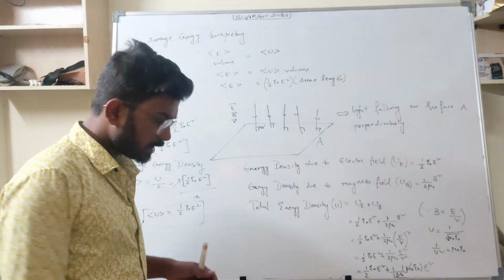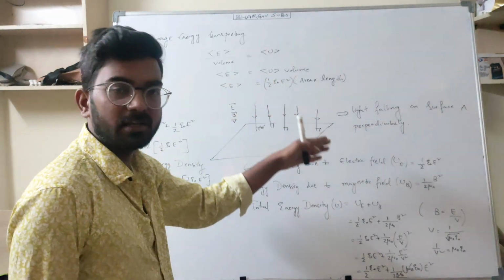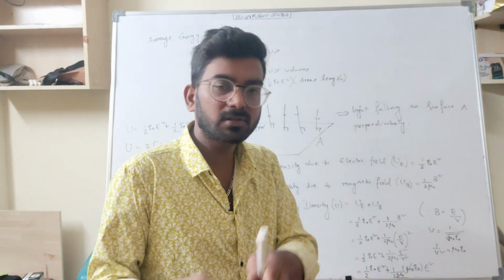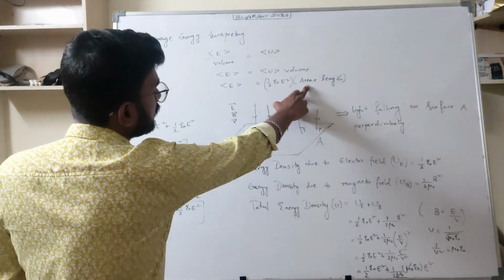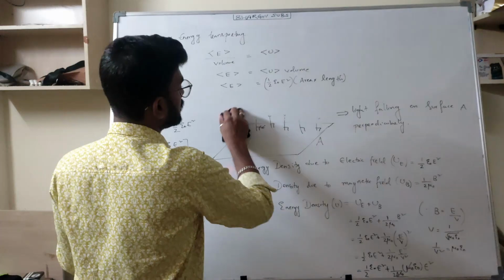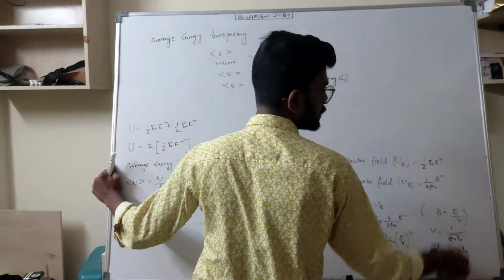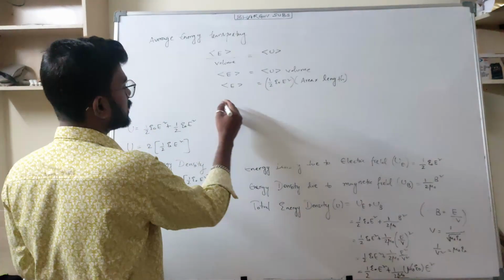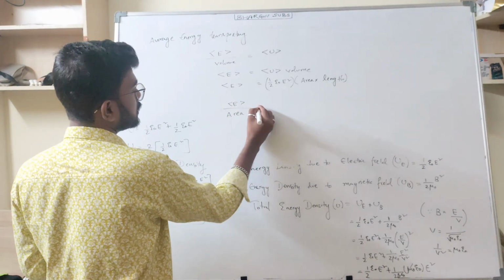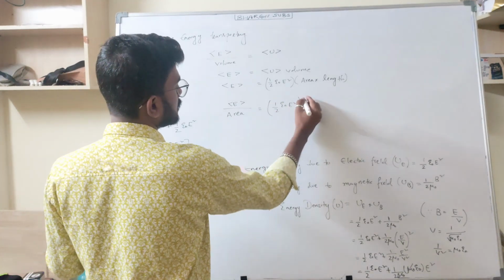Now what I want is energy transporting per unit area. Okay, and what is intensity? Energy transporting per unit area per second. So I want per unit area, so I will transfer this area to the left hand side. Then what will I get? Average energy transport per unit area, no? So average energy transport per area is equal to half epsilon naught E square into length.